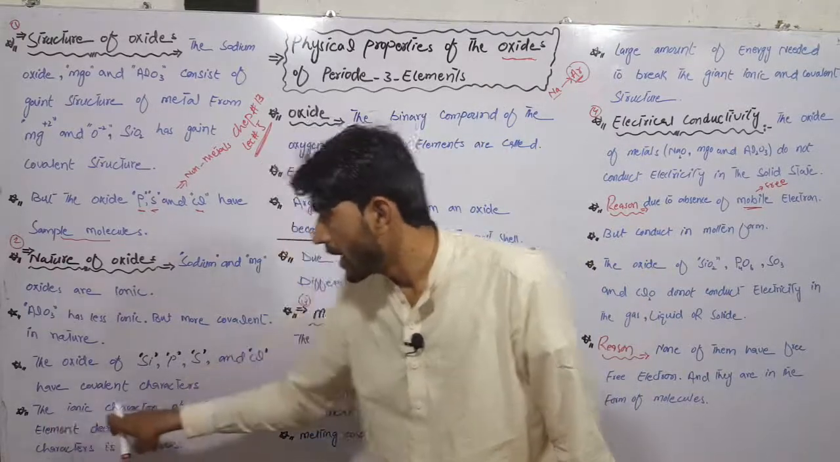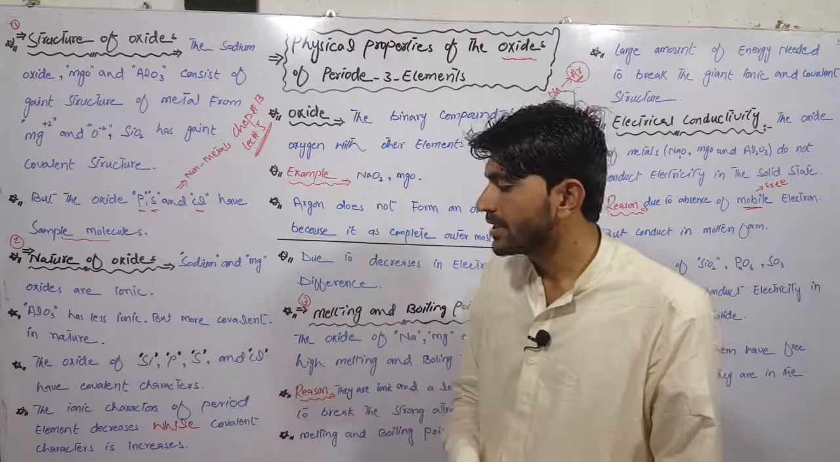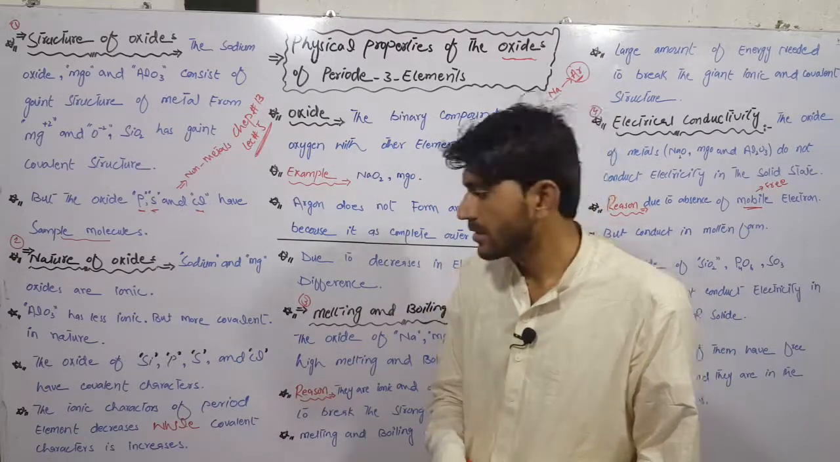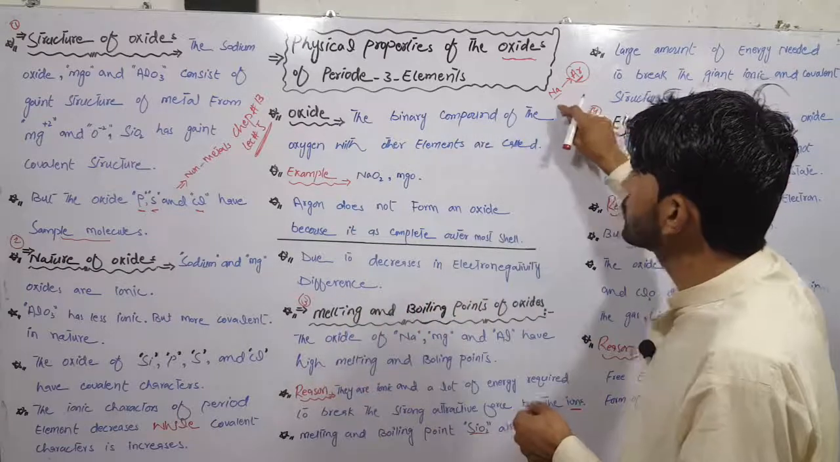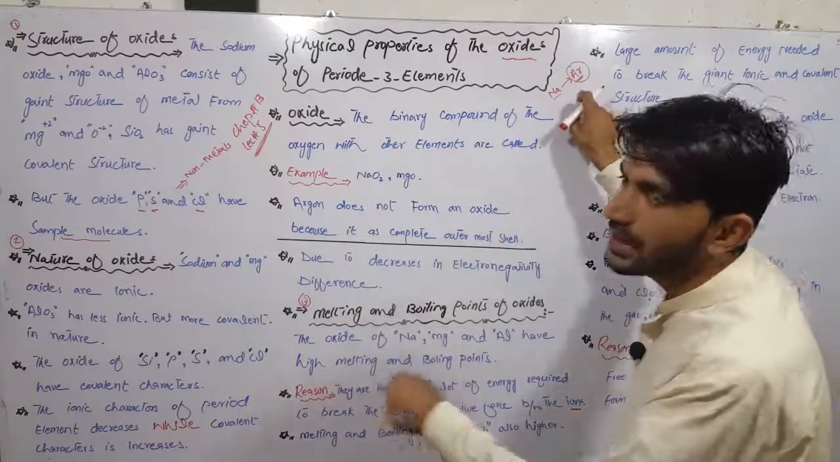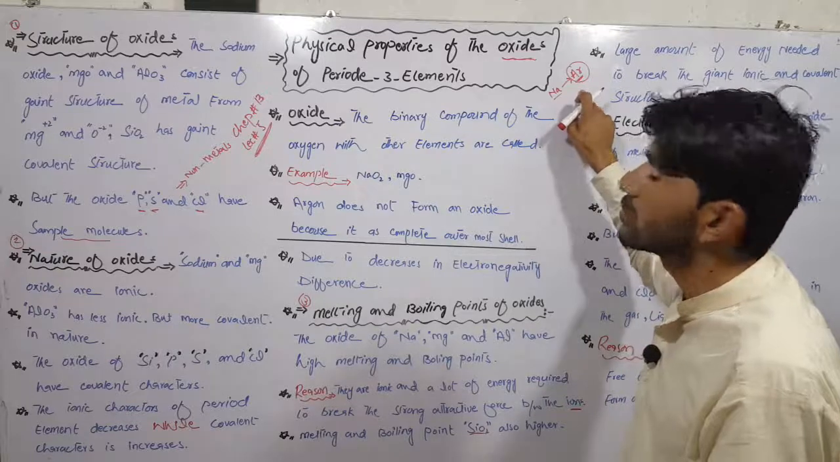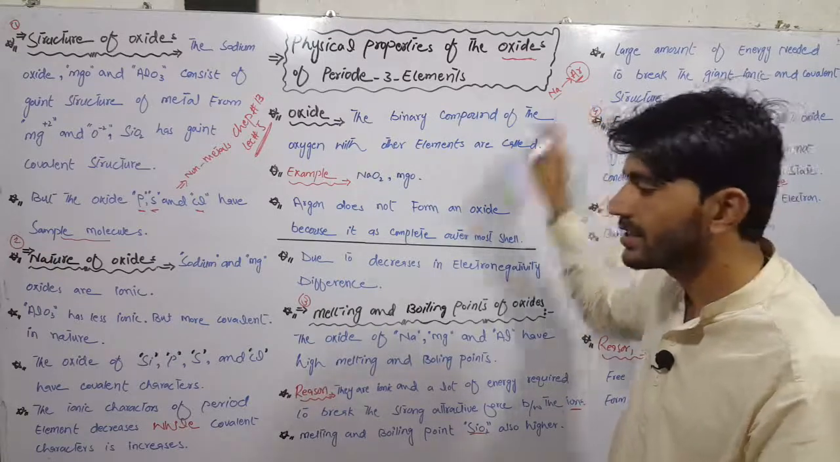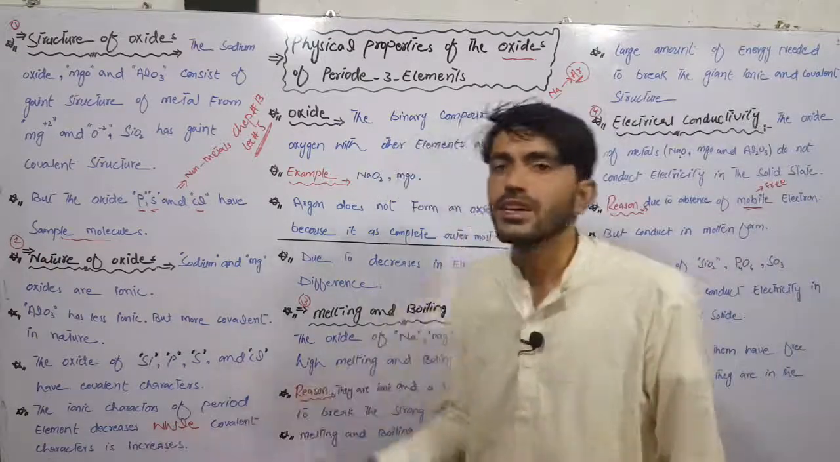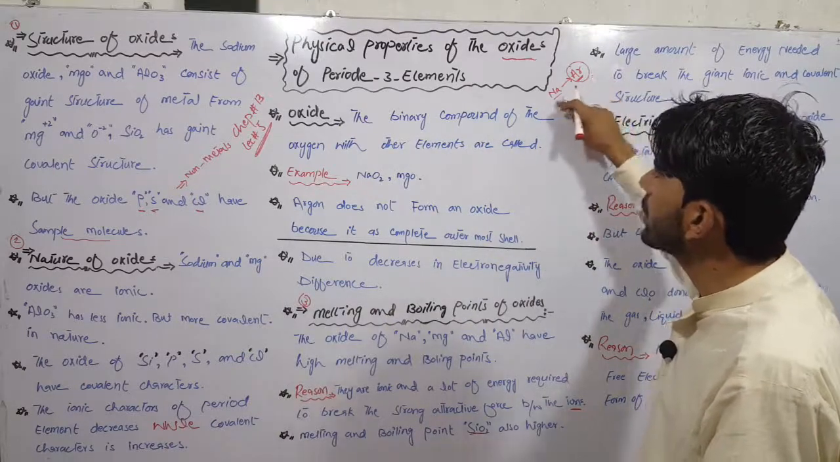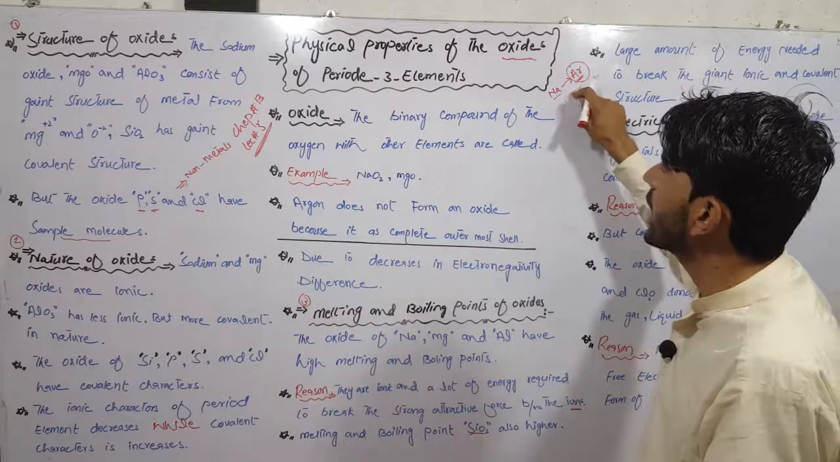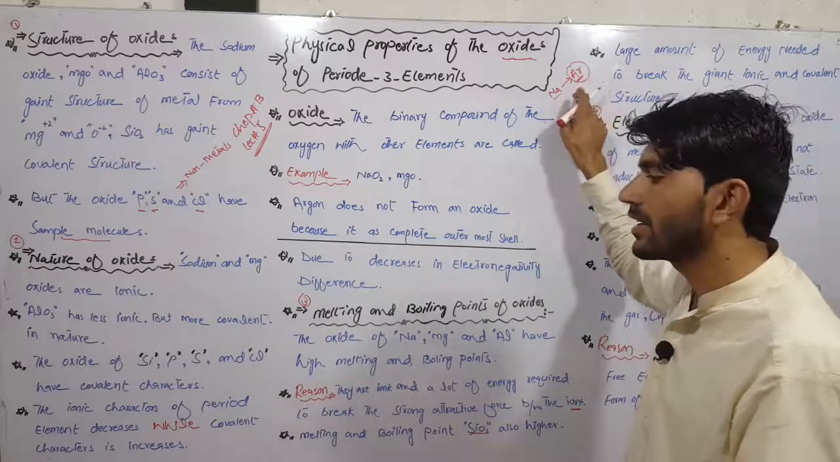Fourth point, the ionic character of the period element decreases. Clear? From left to right, from sodium to argon, the ionic character decreases. So then which thing increases? While covalent character increases. From sodium to argon, whenever the ionic character decreases, the covalent character increases here.